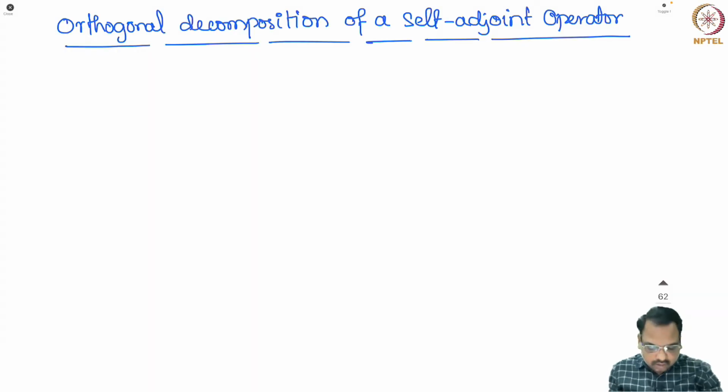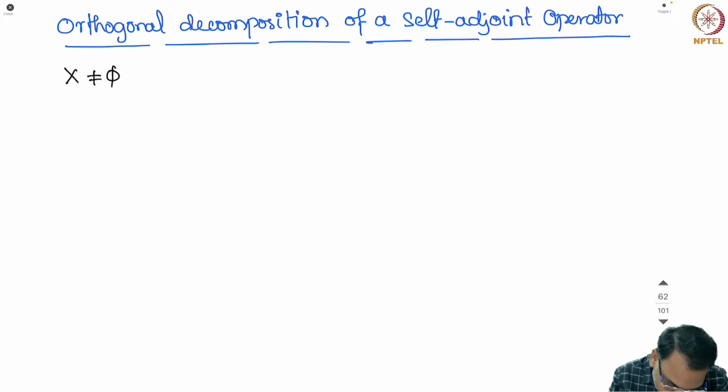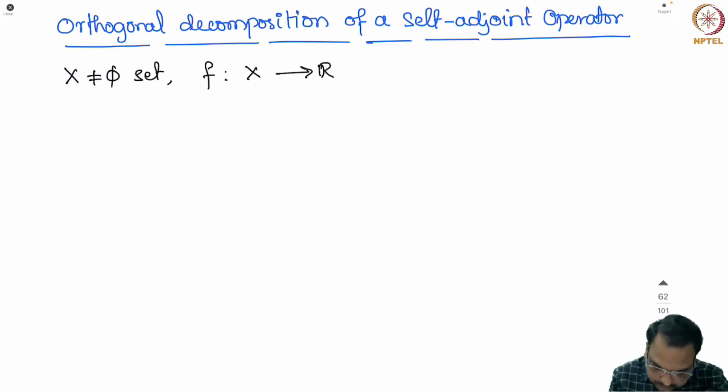Hi everyone. Today we are going to discuss decomposing a self-adjoint operator as a difference of two positive operators in a unique way. Before doing that, let us look at a known case. So let us start with a non-empty set X and f from X to R be a function.